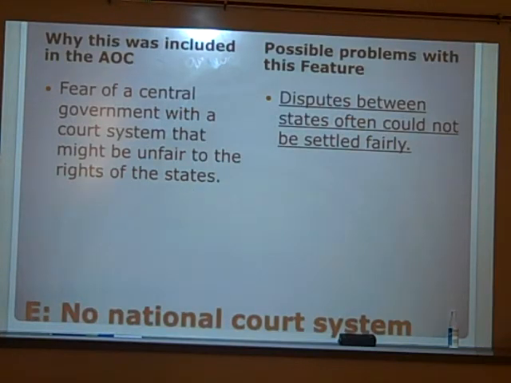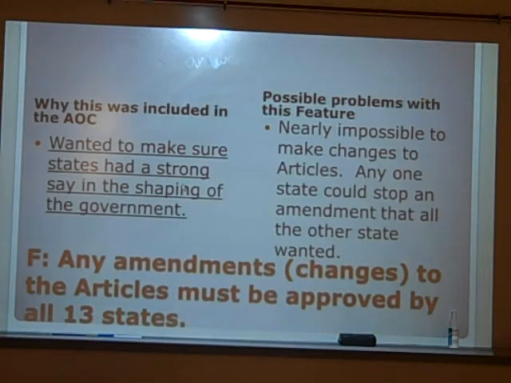Next one, no national court system. So no Supreme Court. There's fear the central government with a court system might be unfair to the rights of the states. So there was a problem. The states had to find a way to work it out. It usually didn't end up well. Today they can go to the Supreme Court. Supreme Court will make a decision for them. But during this time, disputes between states could not be fairly settled. And so this was becoming a big issue. The states kept fighting. So that League of Friendships keeps slipping away. We're separating a little bit because we had issues with each other.